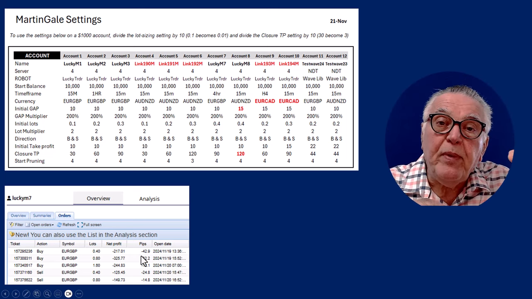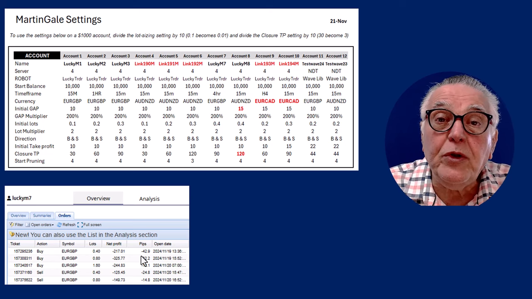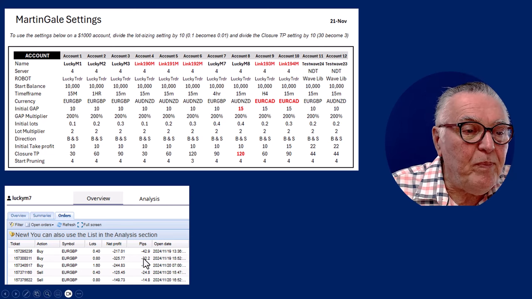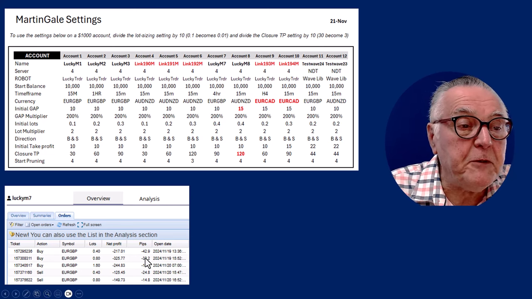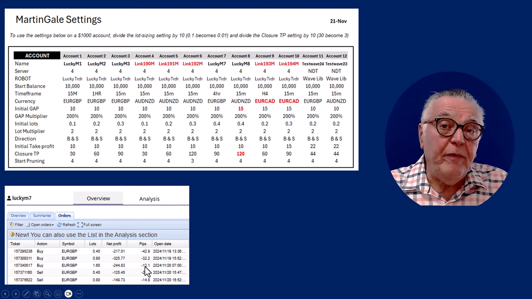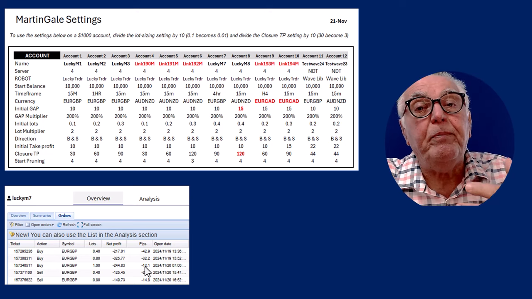The gap between the transactions isn't the same all the time, so it also uses Martingale. Here you can see the gap between those two is 10 pips. Then the next gap is 20 pips. And the next gap, if it should occur, will be 40 pips. And then the next gap will be 80 pips.